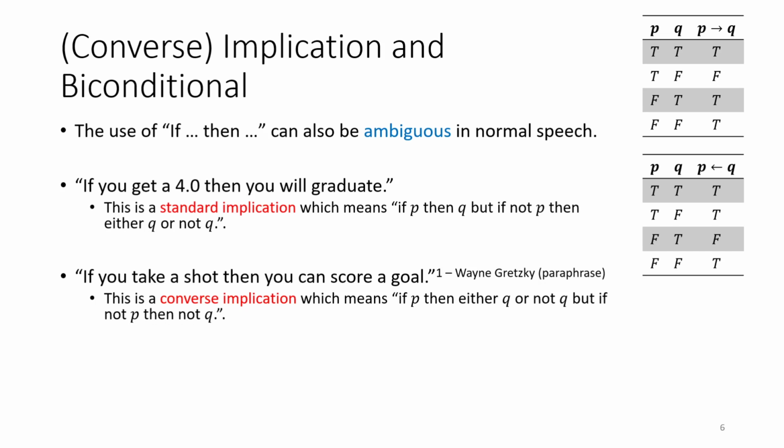So if you take a shot, does this mean you're going to score a goal? It says you can score a goal. Okay, so in this case, if you take the shot, if P is true, then we don't know about scoring a goal. You might score a goal or you might not. Okay, what about the other case? If you don't take the shot, can you score a goal?